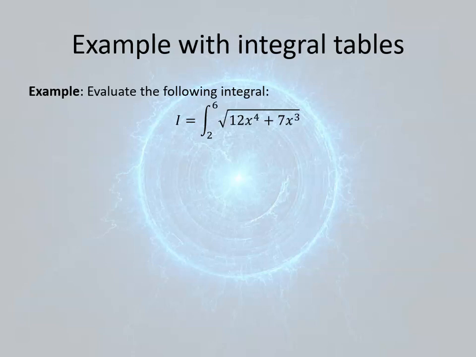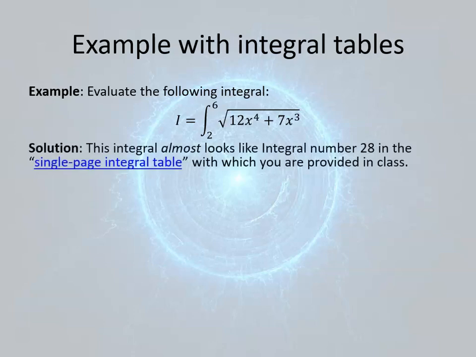Okay, so now let's look at an example of actually using one of these integral tables. Let's say I needed to evaluate this integral. Ooh, this looks kind of nasty. Square root of 12x to the 4th plus 7x cubed, going from x equals 2 to 6.